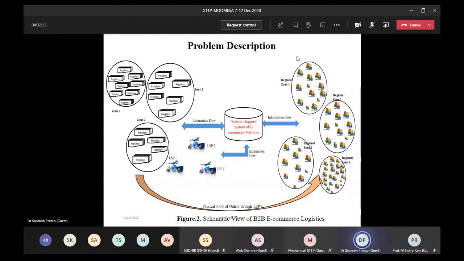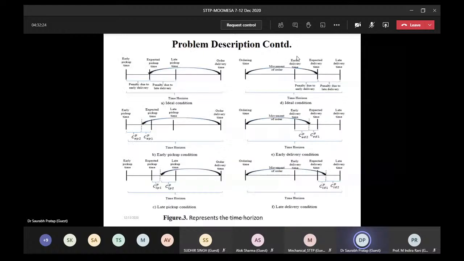Now on the basis of the time horizon, we have to decide, on the basis of the GPS system or the pin code, how much time it will take to deliver the product from the supplier to the customer zone. On the basis of that, the e-commerce platform or decision support system will give the date on which the product will be delivered to the customer.